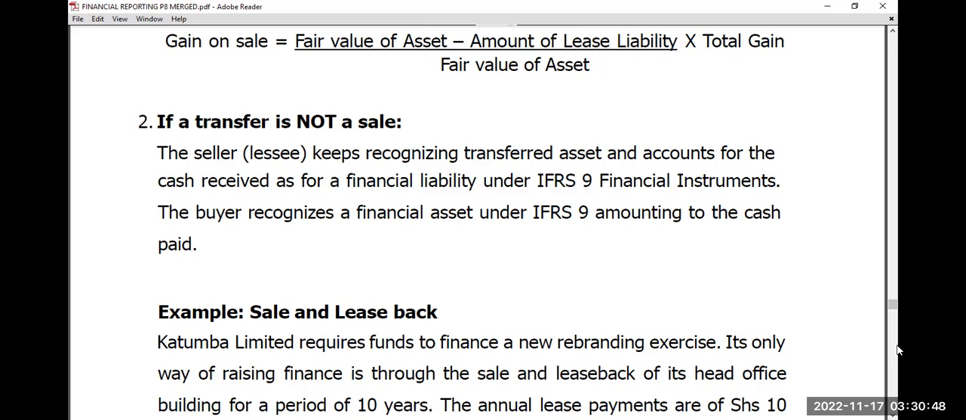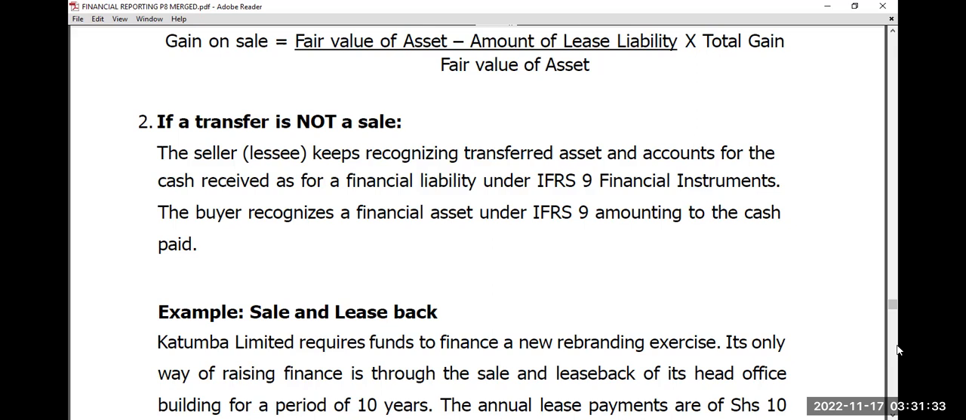If maybe it is a logbook, you had a car and you are now giving out the logbook to the bank for the bank to finance whichever percentage they are going to give you. But when you pay back the money, then they will be able to release all the documents that you have actually given out. And we are saying that the seller keeps recognizing the transferred assets and accounts for the cash received as a financial liability.